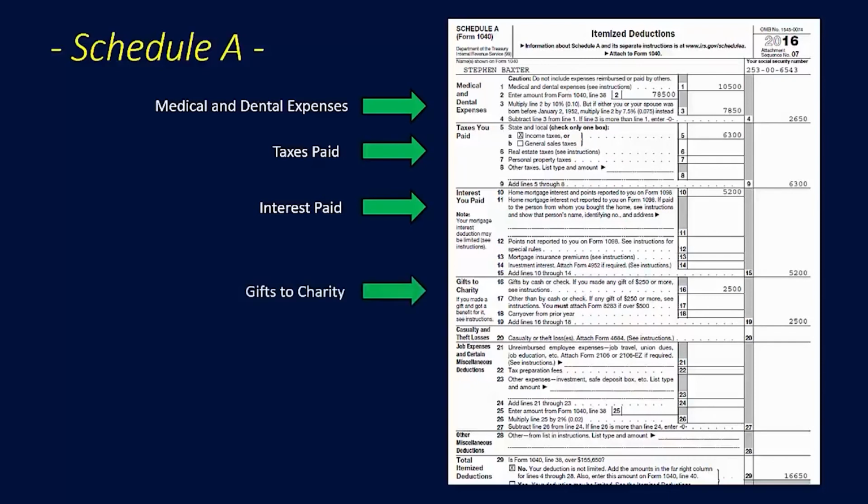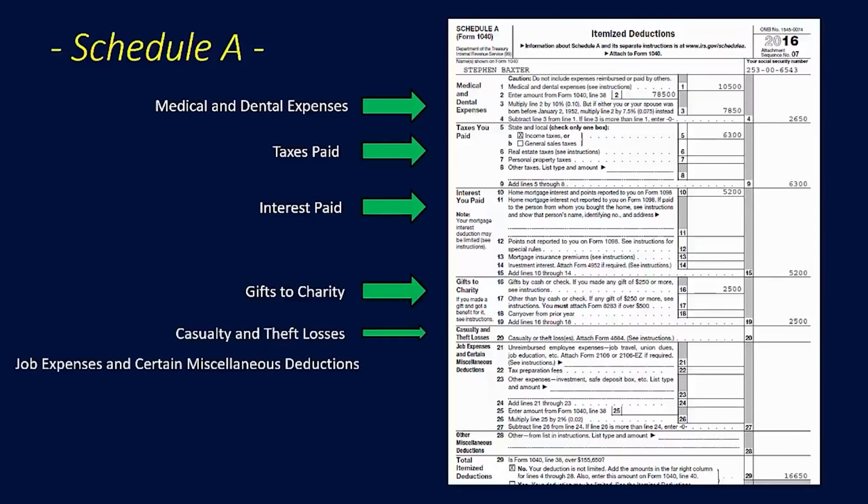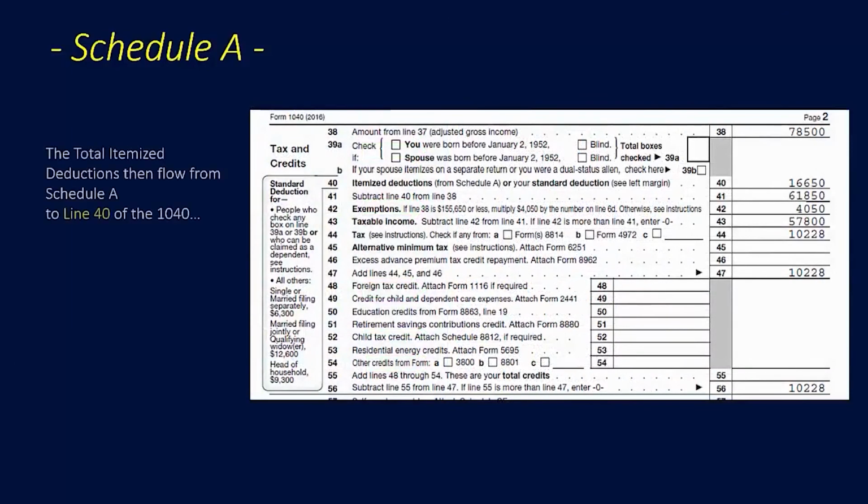Next, gifts to charity, casualty and theft losses, job expenses and certain miscellaneous deductions, and finally, other miscellaneous deductions. We total these up and we come up with a figure for total itemized deductions. The total itemized deductions from Schedule A then flow to line 40 of the 2016 1040.